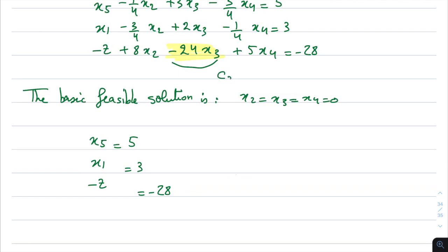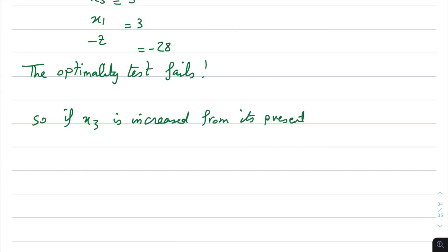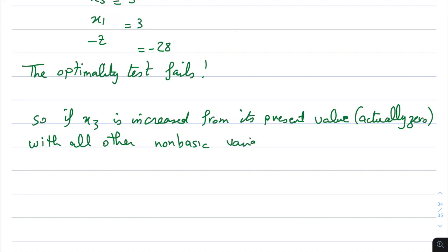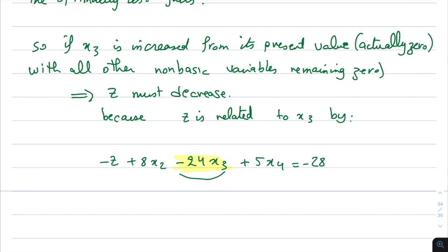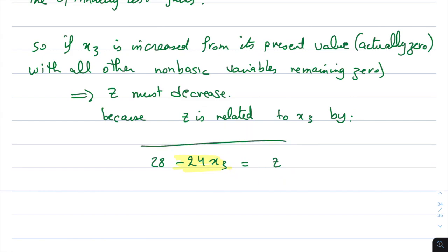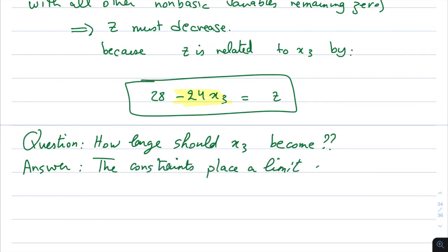But as you see, one relative cost factor in the equation is negative: it is minus 24. The optimality test will fail. If x3 is increased from its present value, with all other non-basic variables remaining zero, z must decrease, because z is related to x3 by this equation. The question is, how large should x3 become? The constraints place a limit on the maximum value that x3 can attain.